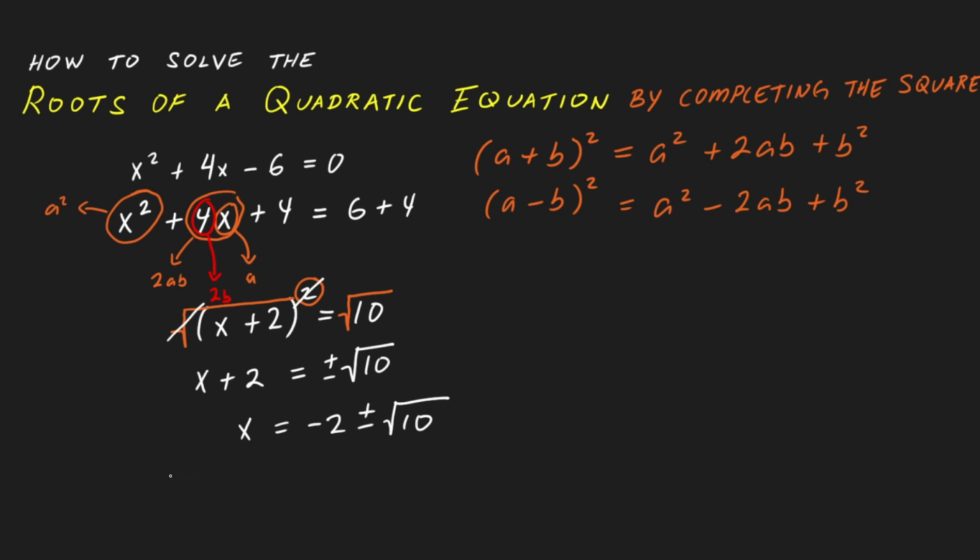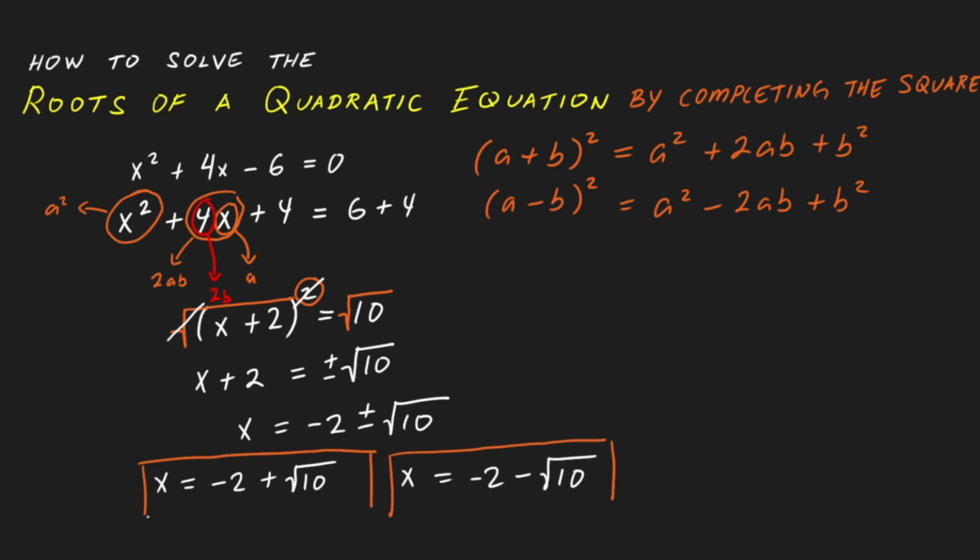So our final answer here is going to be, one root is going to be equal to minus 2 plus square root of 10. And the other one is minus 2 minus square root of 10. And there we go.